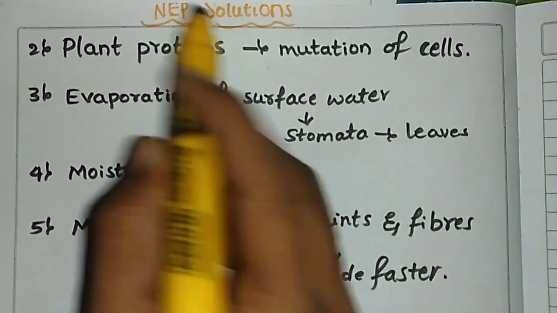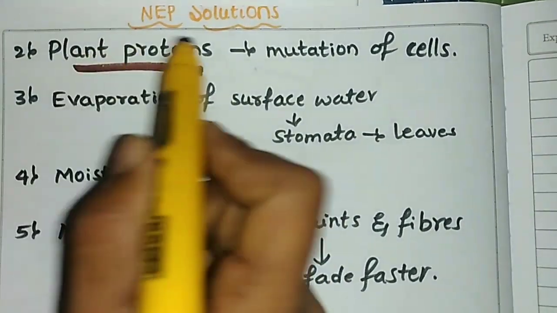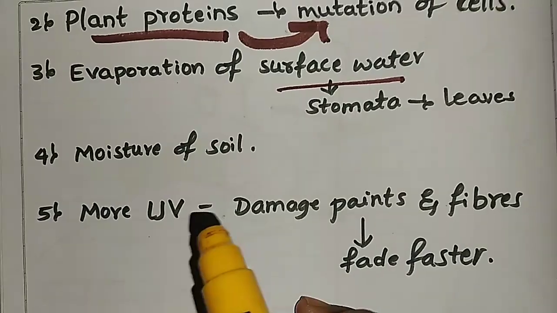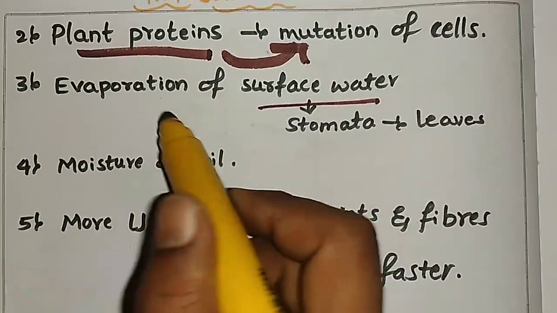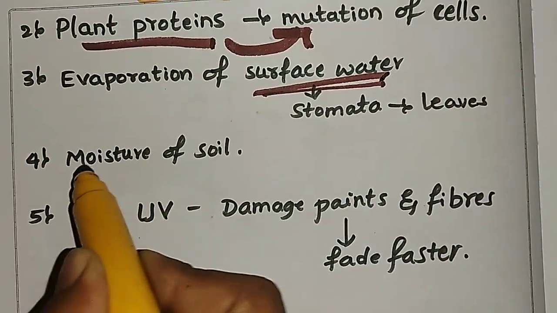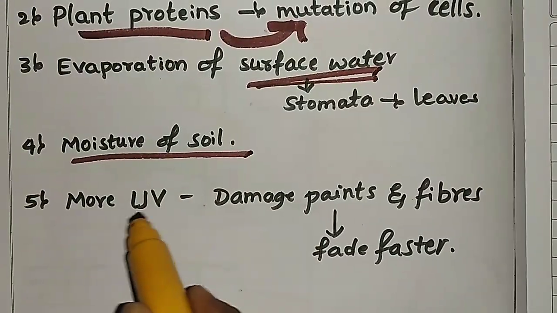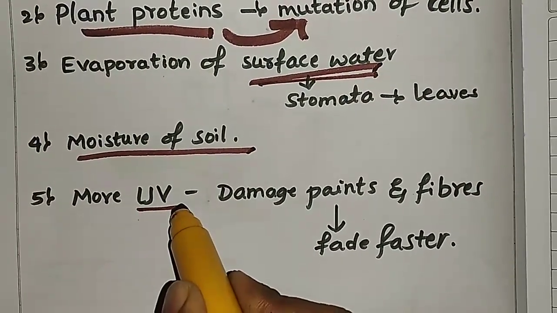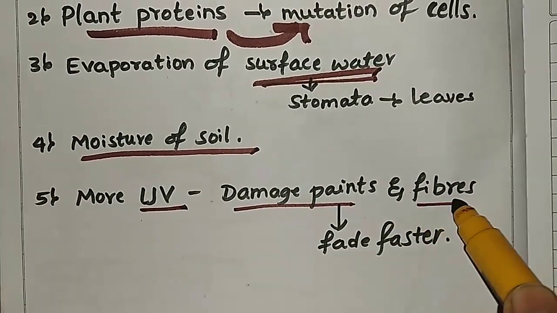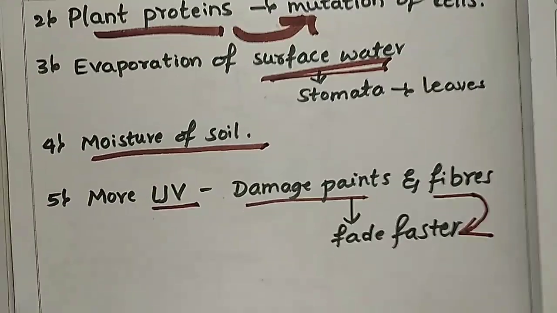These UV radiations also destroy plant proteins. When plant proteins are destroyed, it leads to mutation of plant cells also. Depletion of the ozone layer decreases the evaporation of surface water, and it decreases the moisture of the soil. And when more UV radiations come directly to the earth, they damage paints and fibers, and all the paints will fade faster.